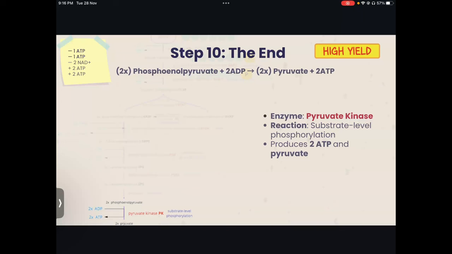And again, since we have double of everything, there will be two molecules of ATP produced, and that is added to our little post-it note at the top left corner. Now you've created two more ATPs. And the enzyme here is pyruvate kinase. This reaction is a substrate level reaction once again, and it results in the production of the final product, 2 pyruvate, and also adds 2 ATPs to the molecules we've been using.